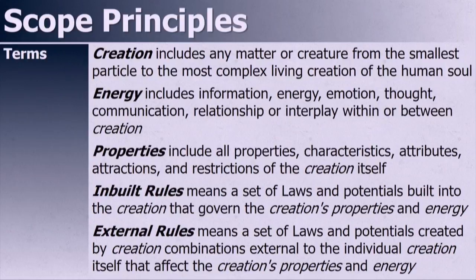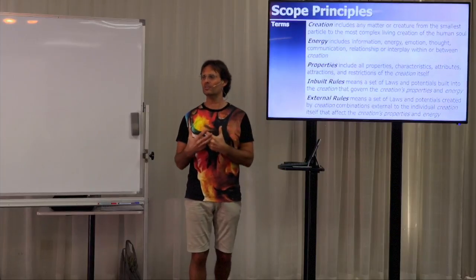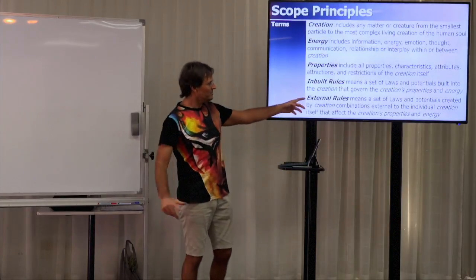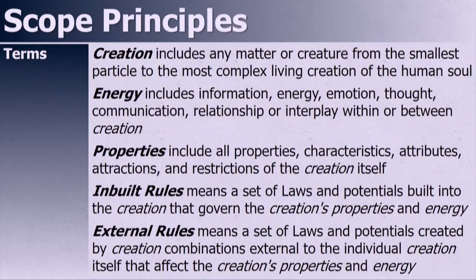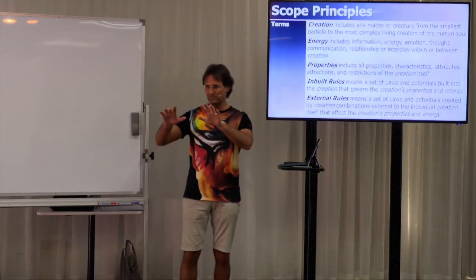So it's a set of inbuilt rules inside of the creation itself. And we'll give some examples of that later. And external rules means a set of laws and potentials created by creation combinations that are external to the creation we're looking at. So if we're looking at you as a person, there's things around you.